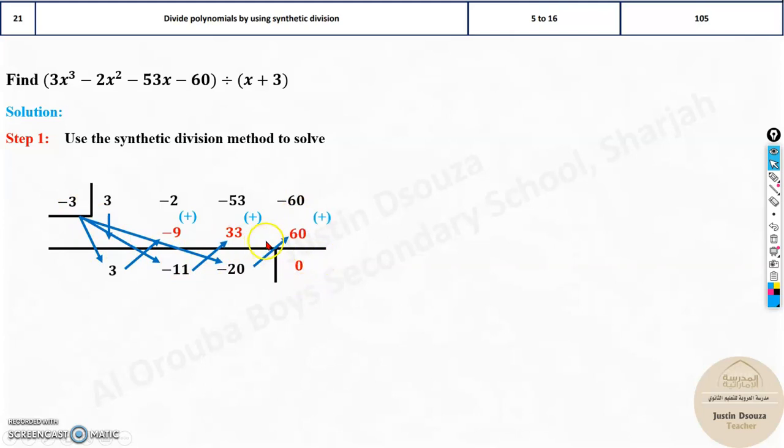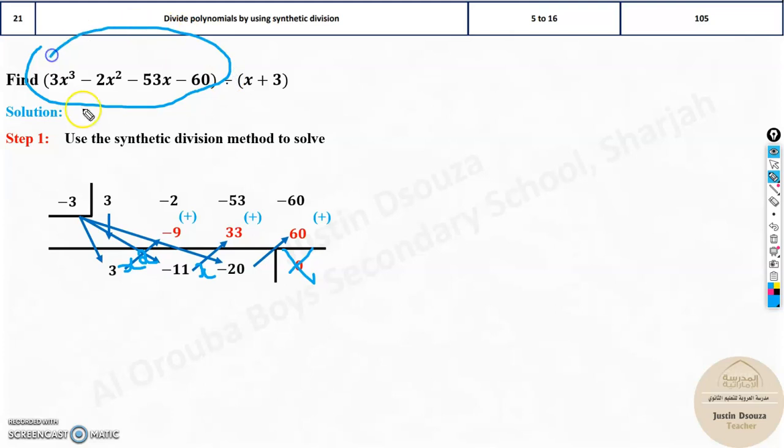Always remember the last term, this line is drawn for the last term, is a remainder. The remaining terms are the factors. You start with the remainder. Don't write any coefficient over here. This is a constant value. This is x and this will be x squared.